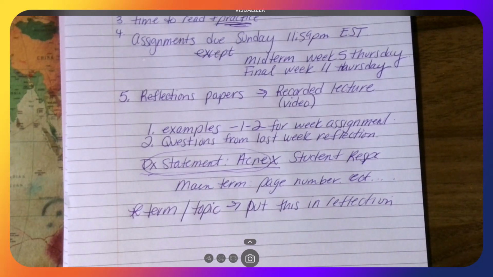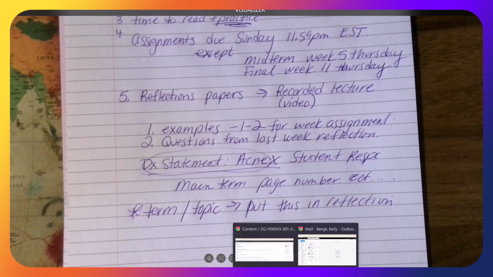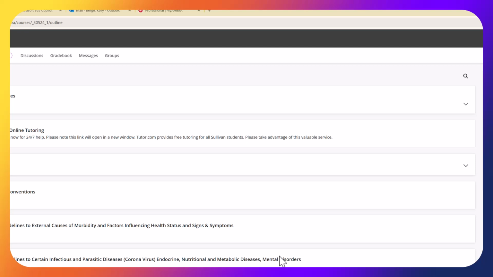Okay, so I think that is all of the nitty gritty for the normal information for the course. So why don't we go into our course now and take a look at the first thing, course information and resources.